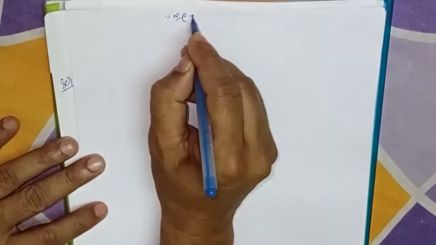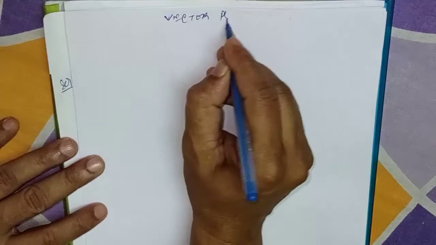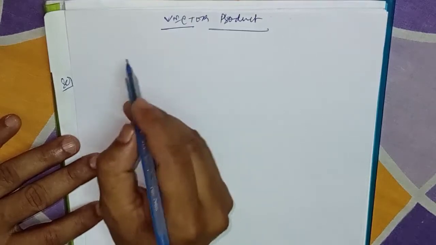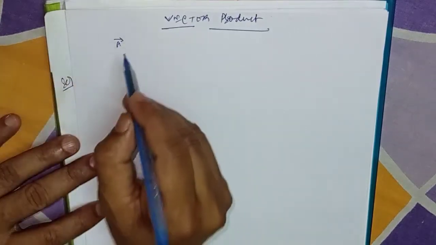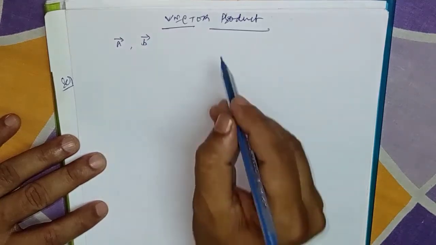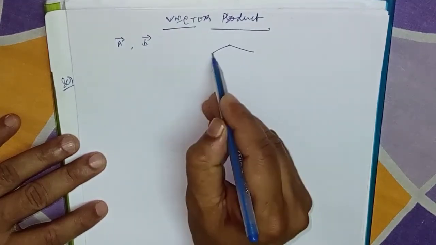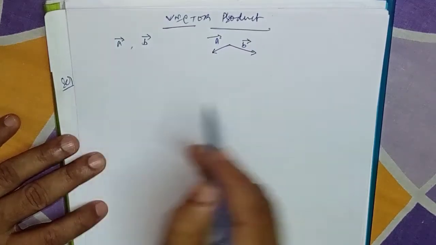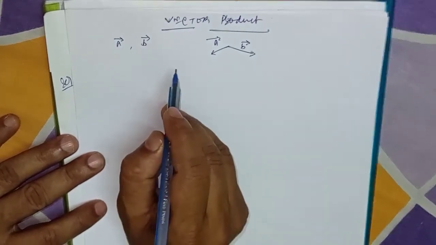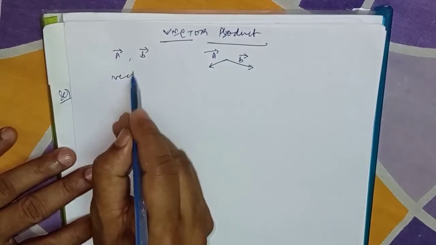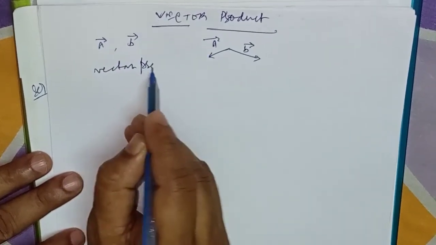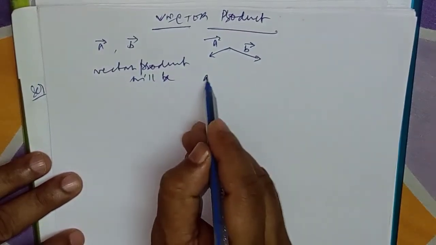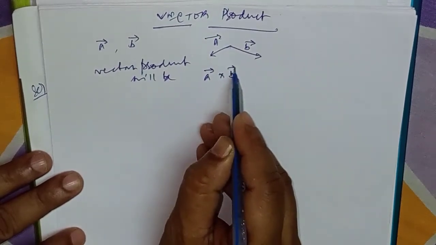Now, today we'll learn the vector product. Previously, we have learned vector A and vector B. This is an analytical part I'm telling you. If vector A and vector B are in the same plane, this is vector A, this is vector B. If we multiply them, the vector product will be, obviously, A cross B.